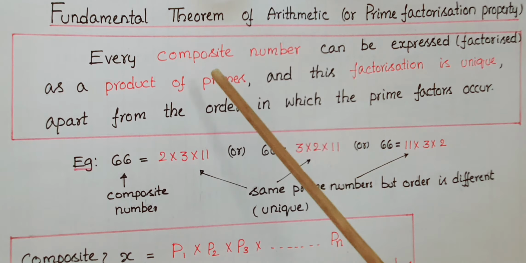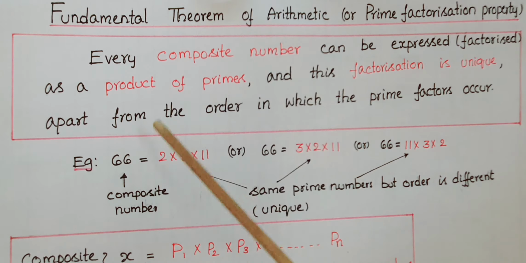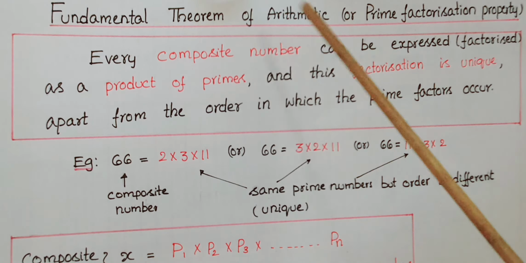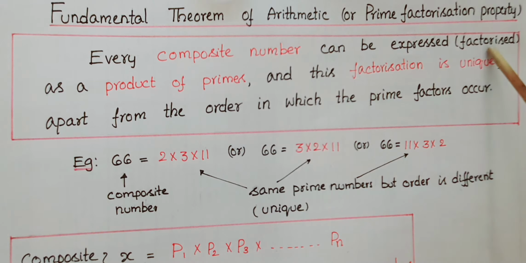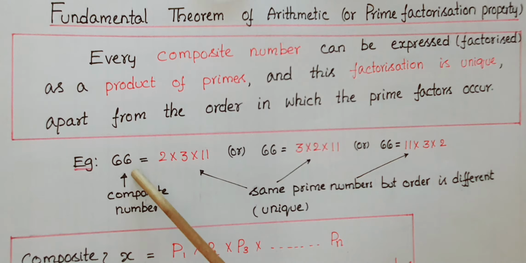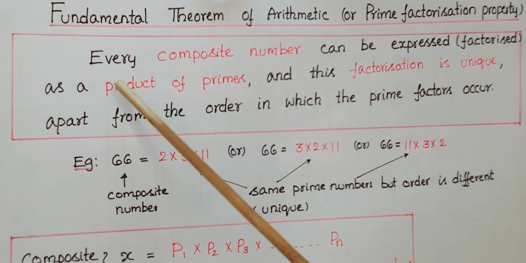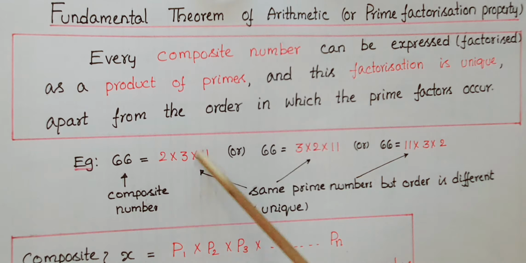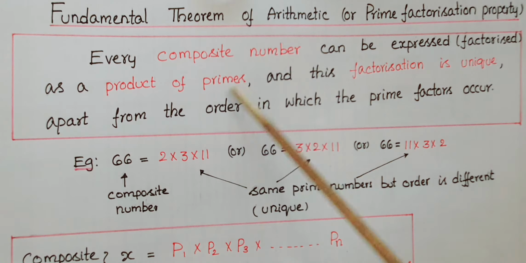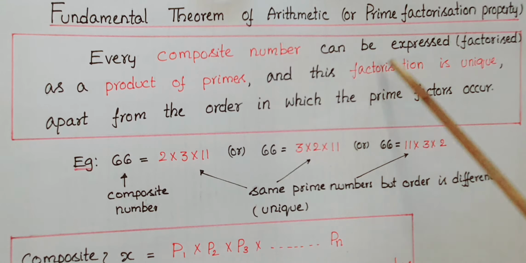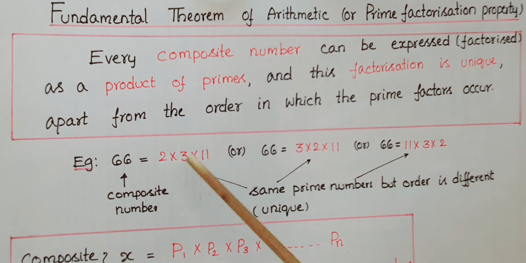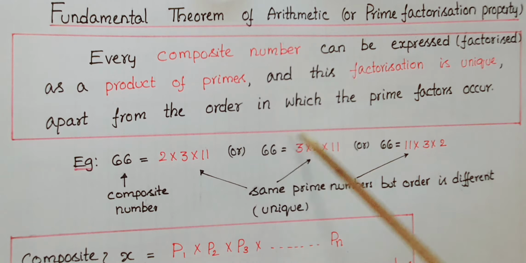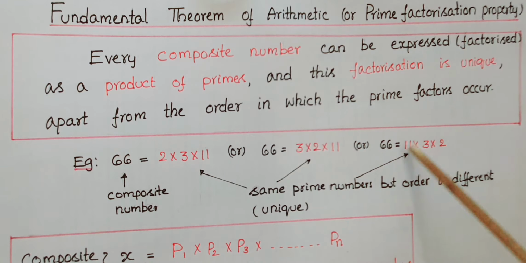Just now I told that every composite number, for example 66, is a composite number and can be expressed or factorized as a product of primes, that means 2 into 3 into 11. These three numbers are prime numbers. So it is a product of primes, and this factorization is unique, that means you can write the same factors in any order, like 2 into 3 into 11, 3 into 2 into 11, 11 into 3 into 2.